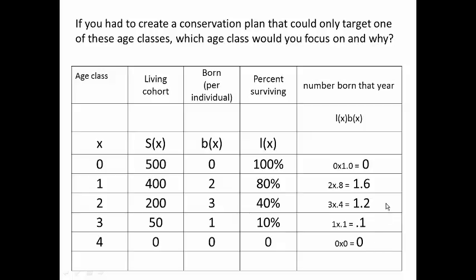So if you had to create a conservation plan that could only target one of these age classes, which age class would you focus on? Well, I would actually focus on this one. And for an exam, this might be a question I would ask. I would probably give you the entire life table. I wouldn't ask you to compute anything during an exam, but I would give you this life table and I might ask you a question like, so which age class is contributing most? And you would say, oh, actually it's number 1 because more of them are surviving in that age class. Even though each individual is having more, there are fewer individuals in that age class.